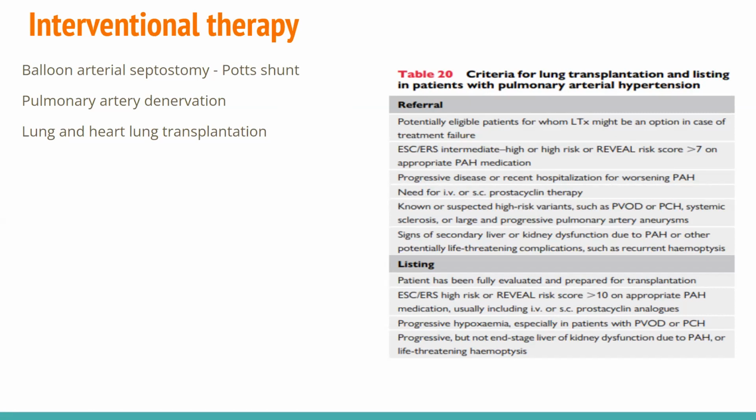Criteria for lung transplantation and listing the patients with pulmonary artery hypertension is being told. Potentially, patients who are not responding to the treatment, or there's a treatment failure, and if the REVEAL score is more than 7, and if there's progressive disease and hospitalization and worsening of PAH, need of IV or subcutaneous prostacyclin therapy, or if there's a suspected or high-risk variant of pulmonary veno-occlusive disease or systemic sclerosis, if there are signs of secondary liver or kidney dysfunction, then the patient is taken. And the patient, if he's having recurrent hemoptysis, is also one of the indications to go for transplantation.